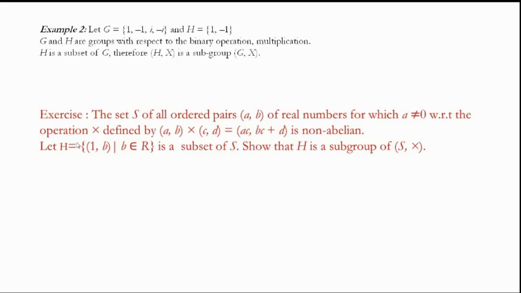This representation is non-abelian. Then you have to show that H = {(1, b) : b belongs to R} is a subset of S. Show that H is a subgroup of (S, ×). So this you are supposed to do. Anyhow, you will get this kind of question in the tutorial also.